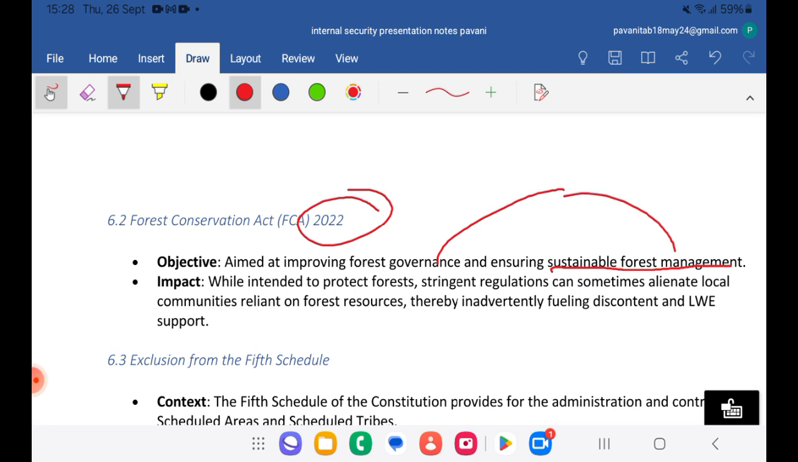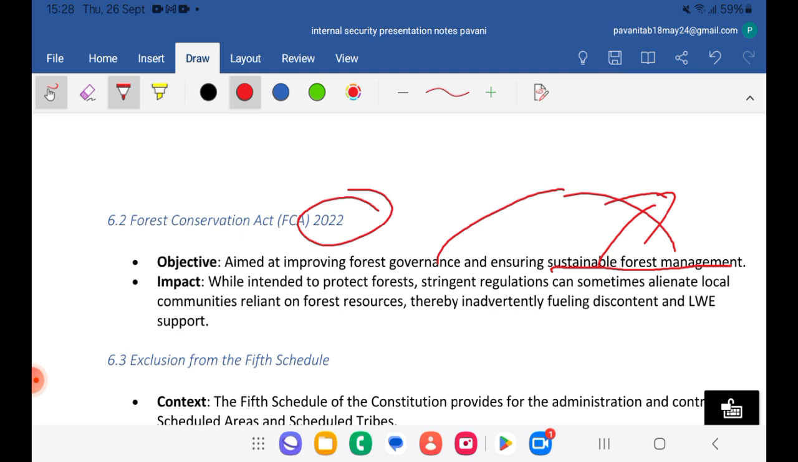What was the impact? While intended to protect forests, stringent regulations can sometimes alienate local communities reliant on forest resources, thereby inadvertently fueling discontent and again causing left-wing extremism support. So you're focusing on sustainability, but you can't take away the rights of those community people who are dependent on the forest. If we do that, again they'll also support extremists, right? So that is the thing. These two acts have an importance.